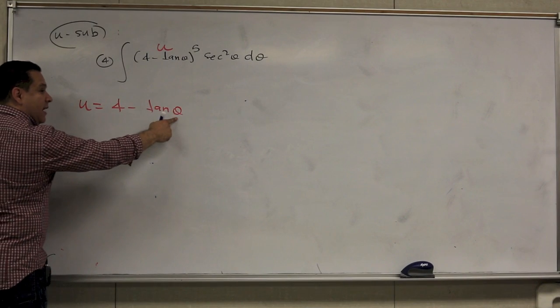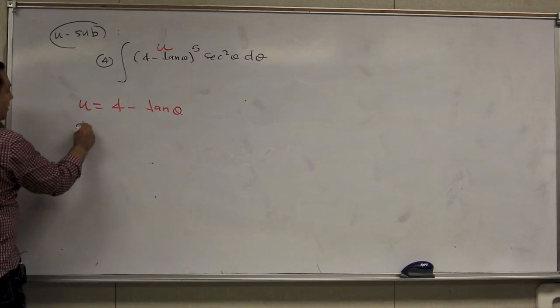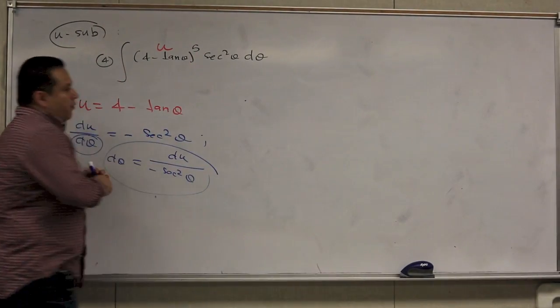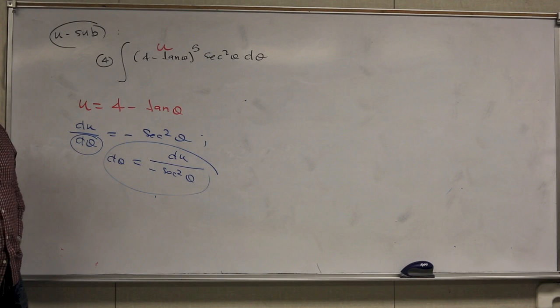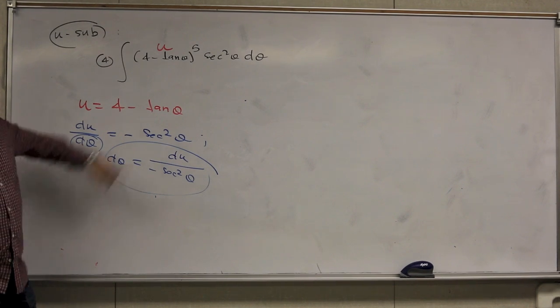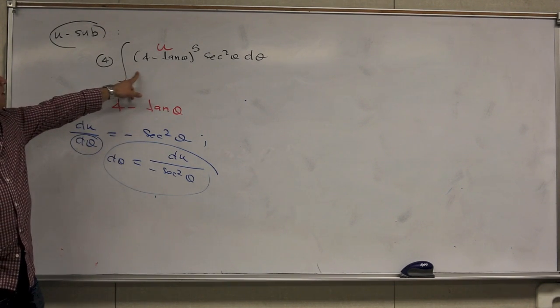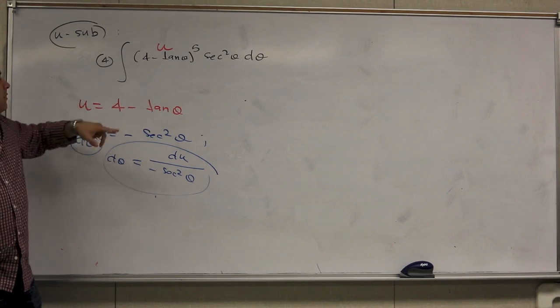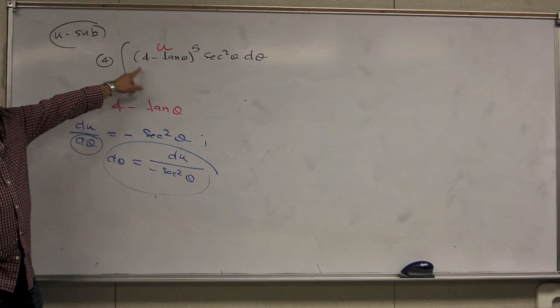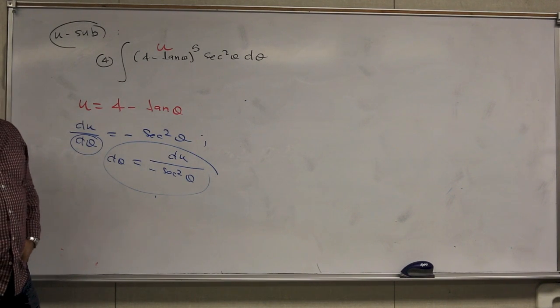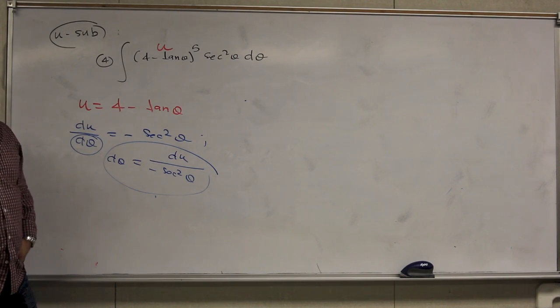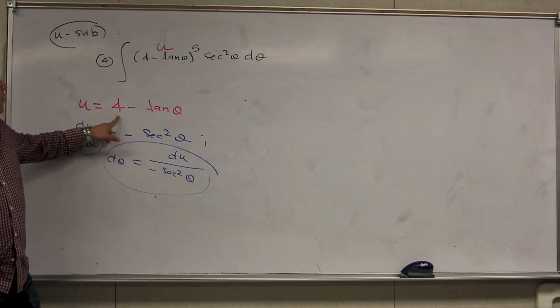U is a function of theta. So you're going to find d. Okay. Sneaky, sneaky. All right, let's go back. You got u, right? U is 4 minus tangent theta. Why are we going to pick u being 4 minus tangent theta? Isn't this about composition of functions? You got the inside function. It's between the parentheses. So I got u is 4 minus tangent theta.